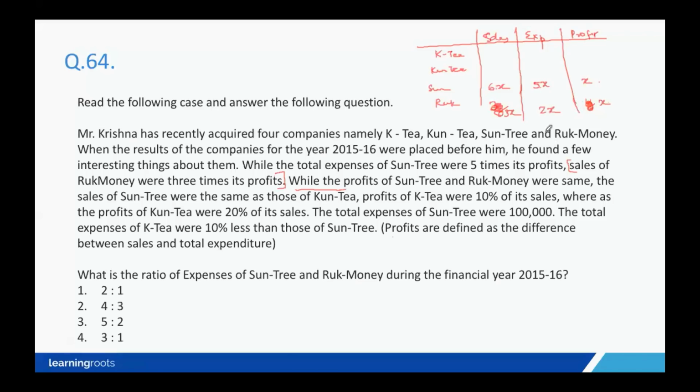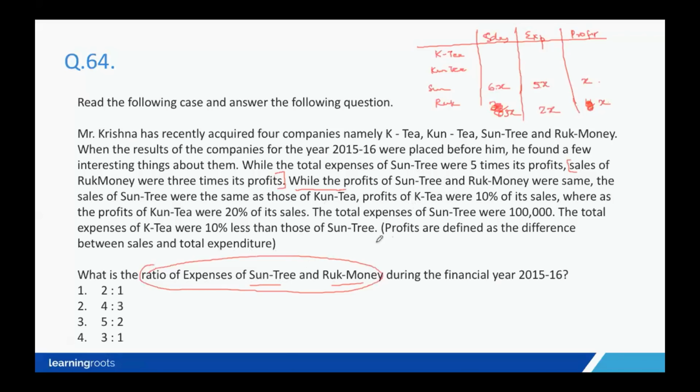The one thing that you should understand here is to not solve the rest of the question. Why is that the case? Because the question is only asking me about the ratio of the expenses of Sundry and Rukmani, which you already know, right? So if you're doing the remaining part, then you are wasting a lot of time. So ensure that you look at the question before you start doing the entire thing.